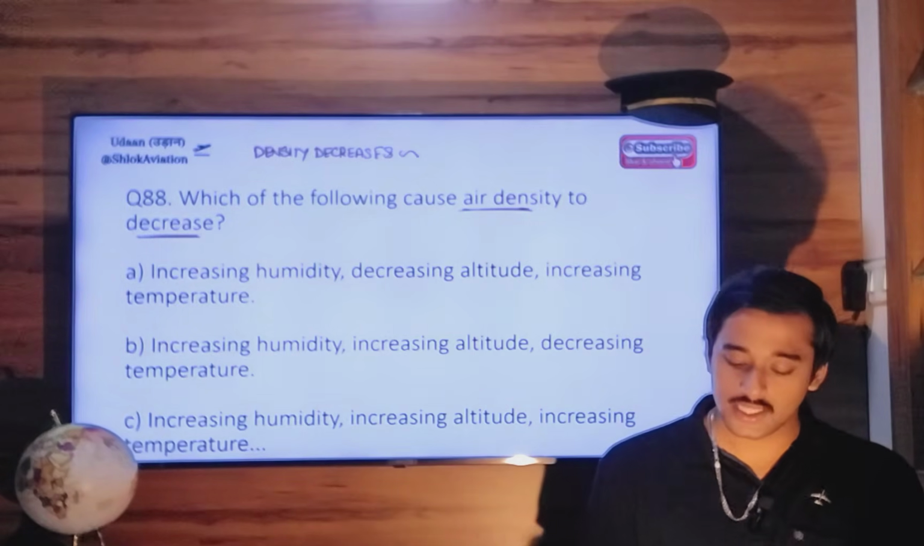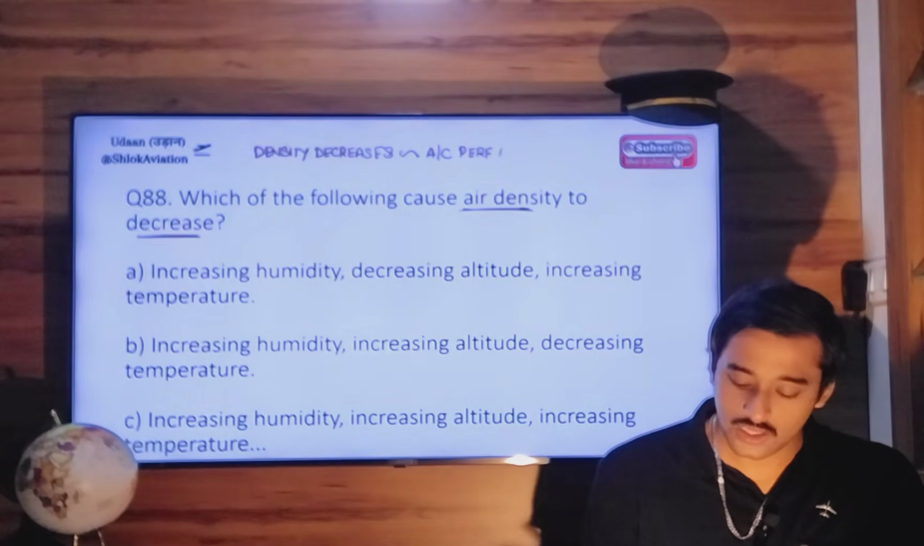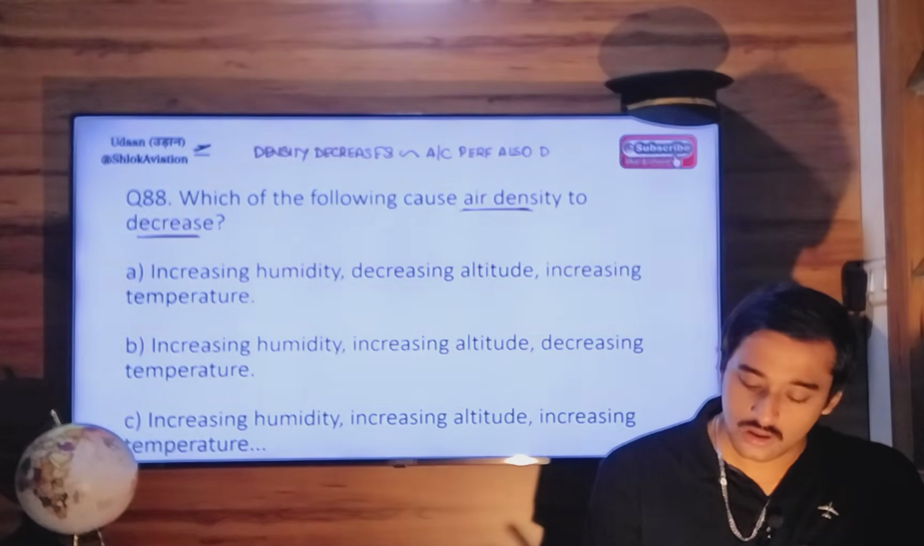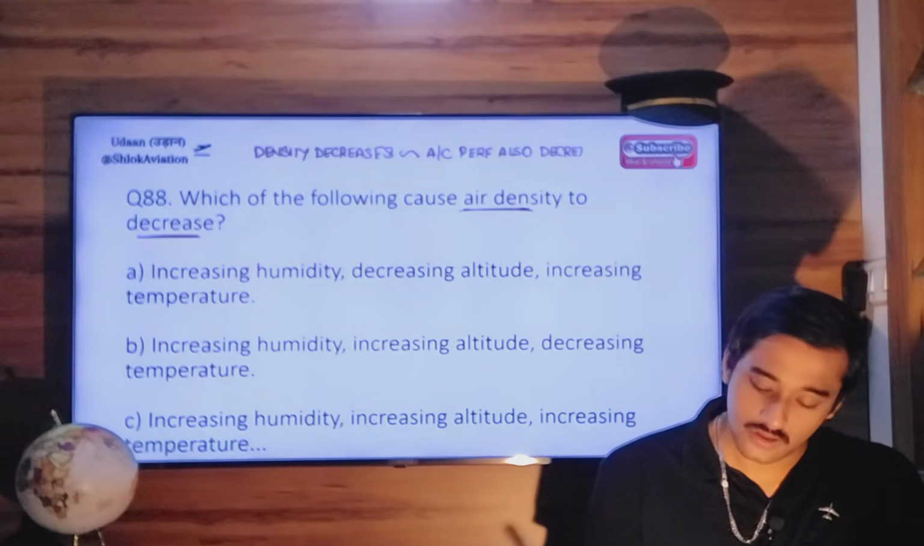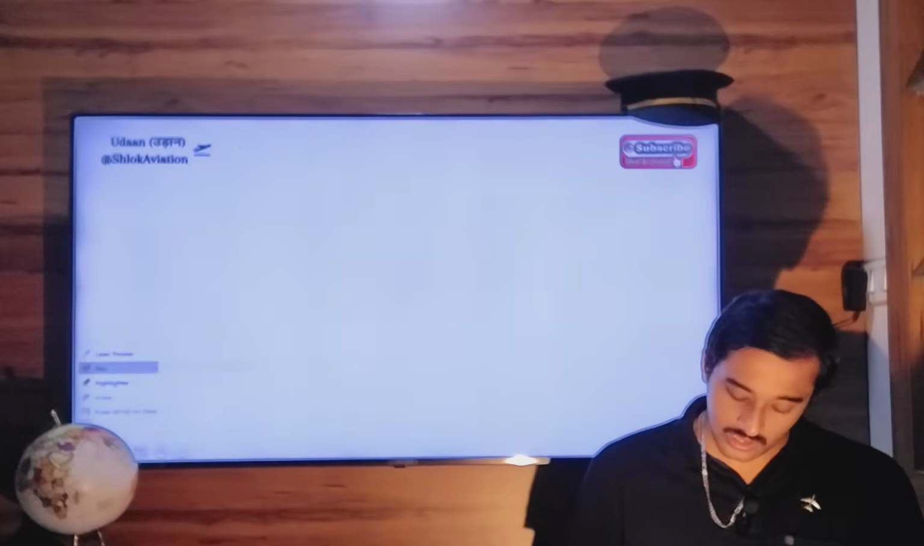Air density decreases, aircraft performance also decreases. Now there are three factors that control air density.